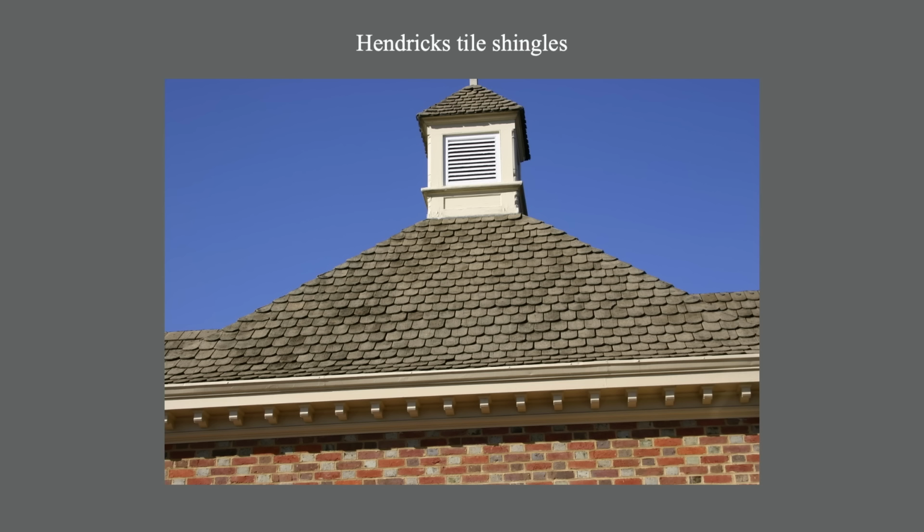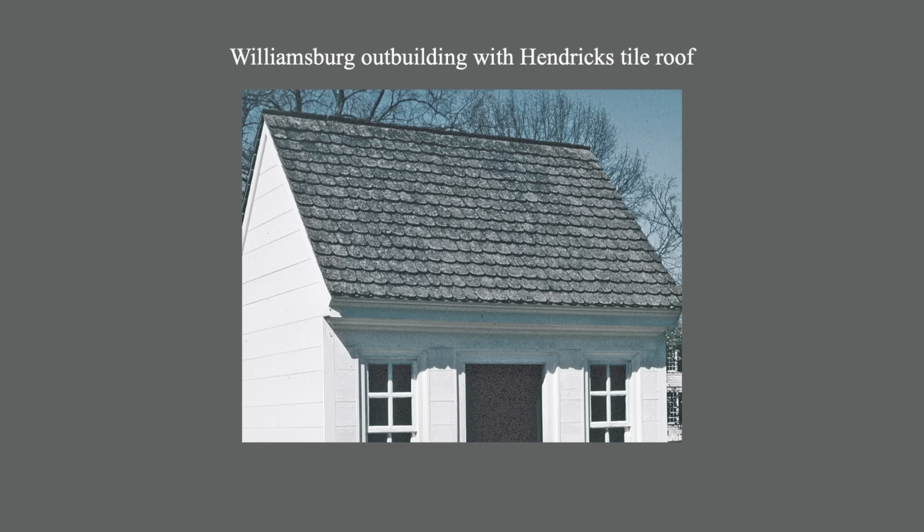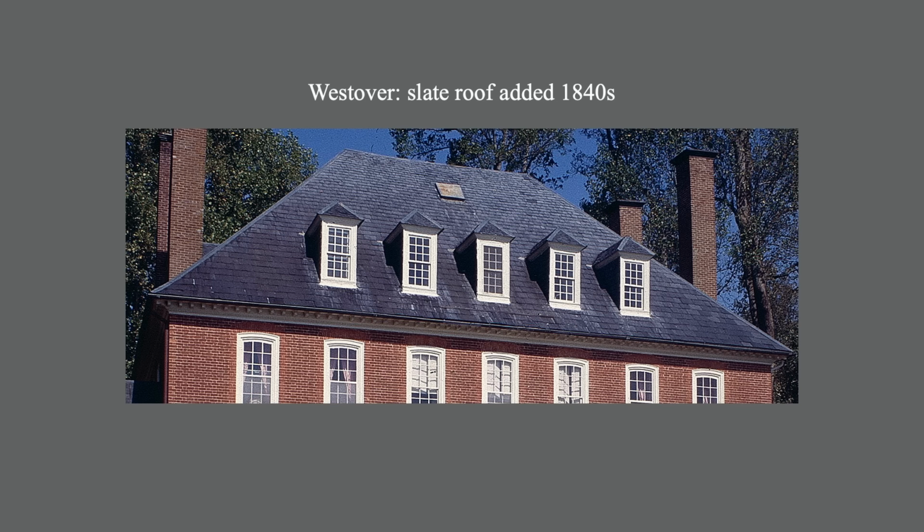Numerous roofing companies offer products of modern material resembling historic wood shingles. A well-known type is Hendrix tile, a shingle composed of cementitious material providing durability as well as fireproofing. We see a Hendrix tile roof on a Colonial Williamsburg structure with several decades of weathering, and the tiles have acquired a silvery patina resembling aged wood shingles.